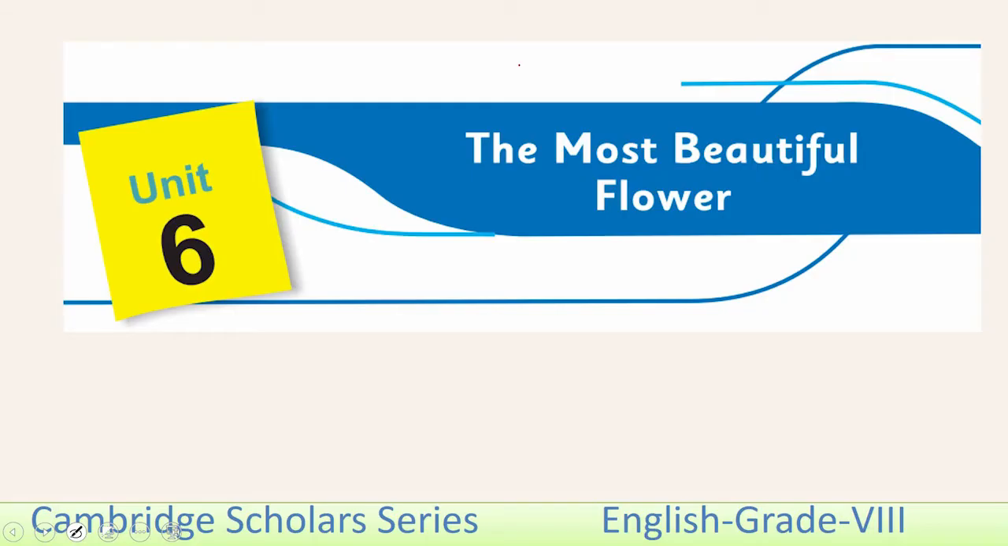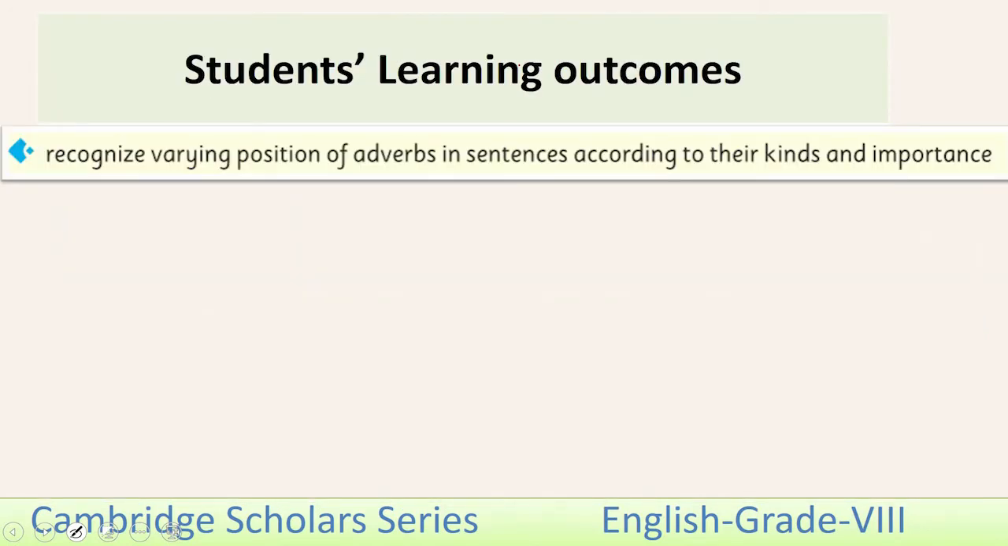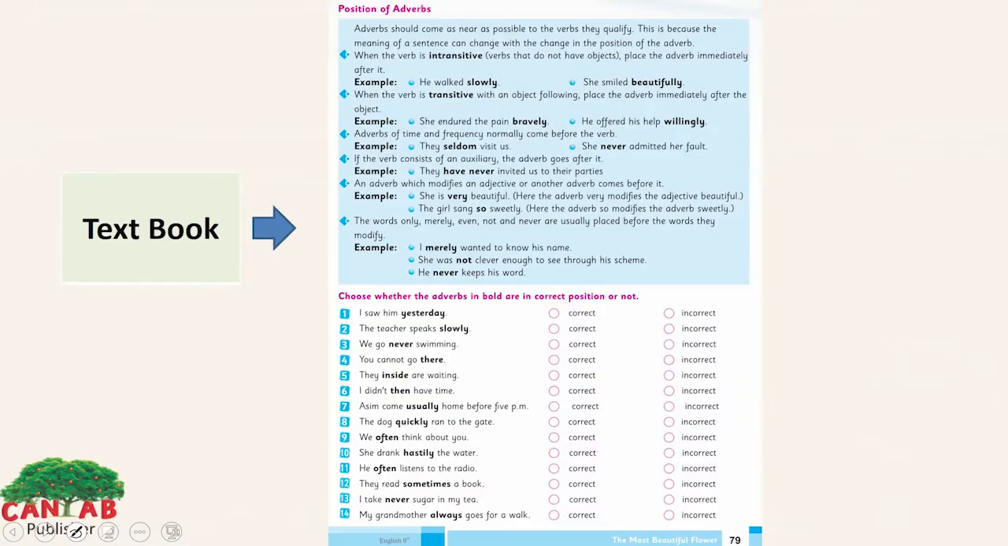We are going to start our lesson from unit 6, the most beautiful flower. SLOs of this lesson are: recognize varying position of adverbs in sentences according to their kinds and importance. In previous lessons, we have discussed the types of adverbs and their function in sentences.